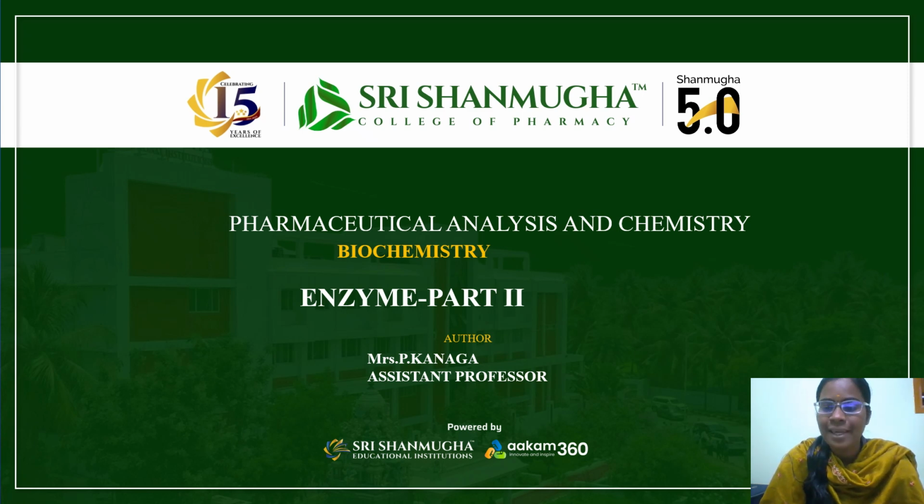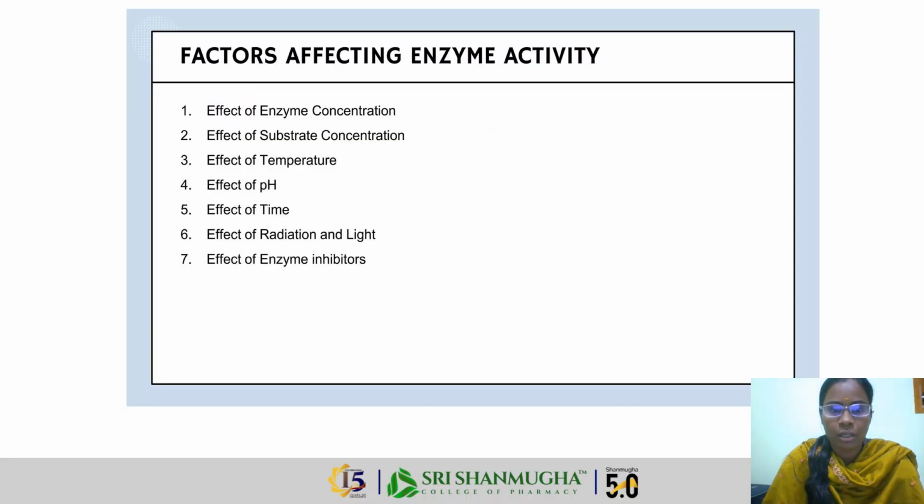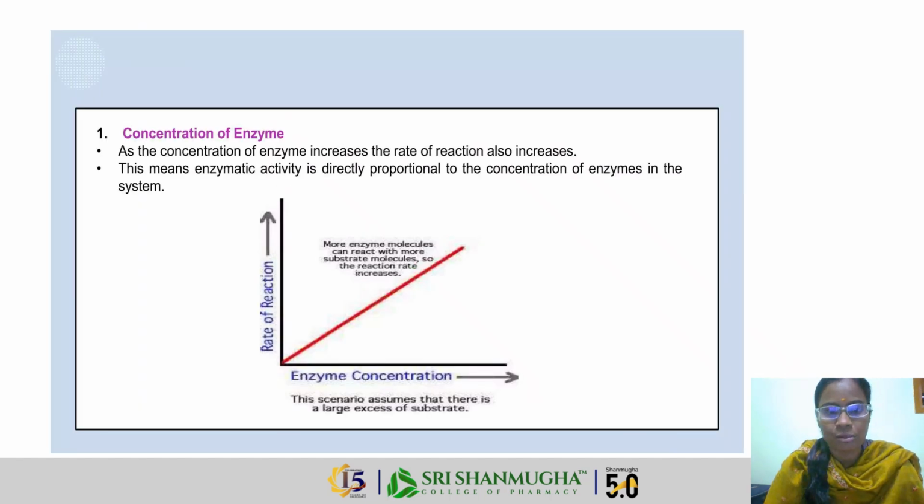Today my topic is enzymes. What are the factors affecting enzyme activity? The first is the effect of enzyme concentration and substrate concentration, then the effect of temperature, the effect of pH, the effect of time, the effect of radiation and light, and the effect of enzyme inhibitors.